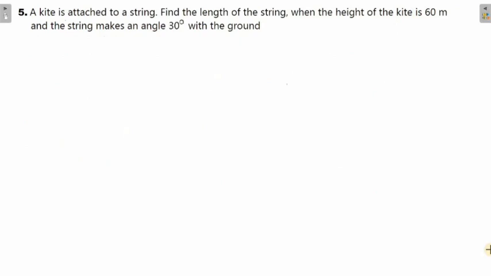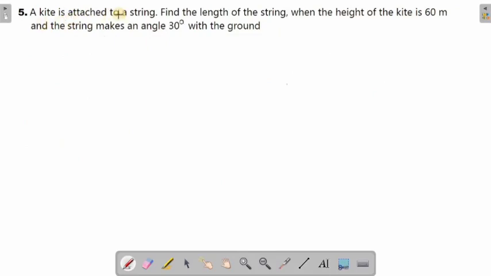Let's look at the next question, question number 5. Question number 5 says a kite is attached to a string. Find the length of the string when the height of the kite is 60 meters and the string makes a 30 degree angle with the ground. So this question is simple. I'm leaving this for you to do by yourself, but I'll draw the diagram for you.